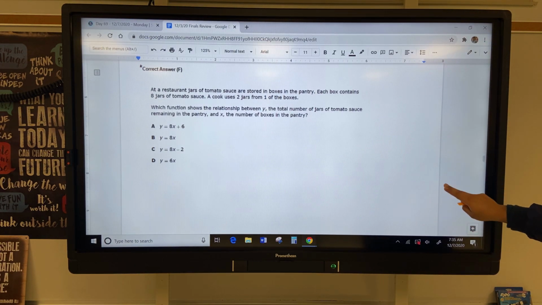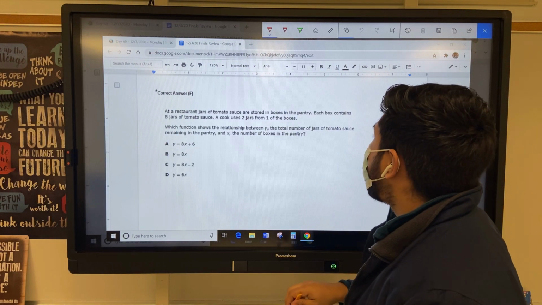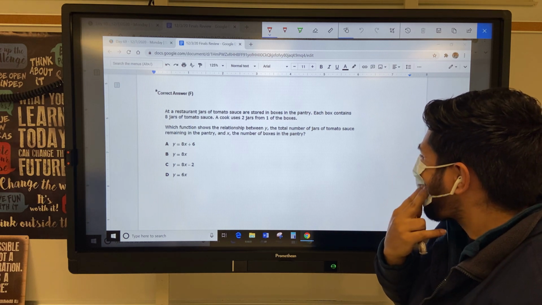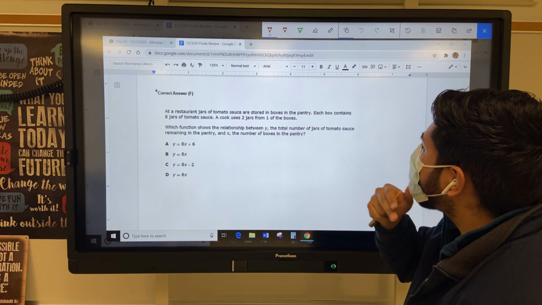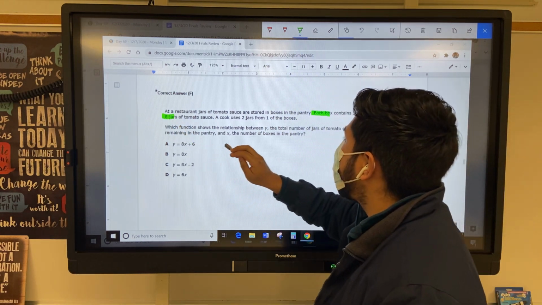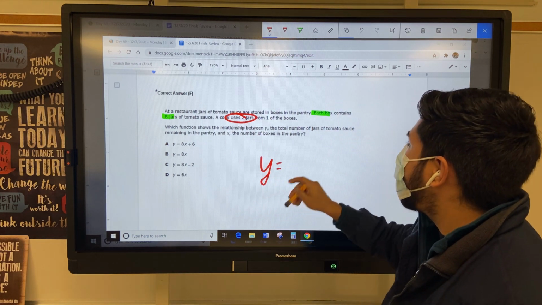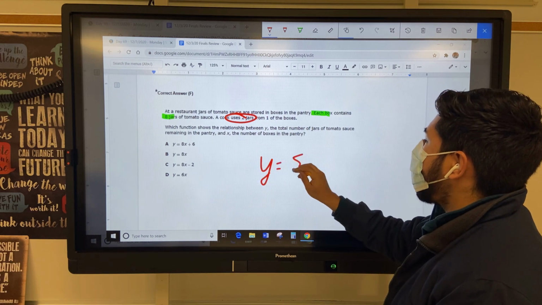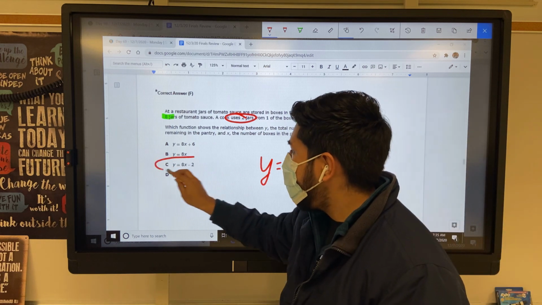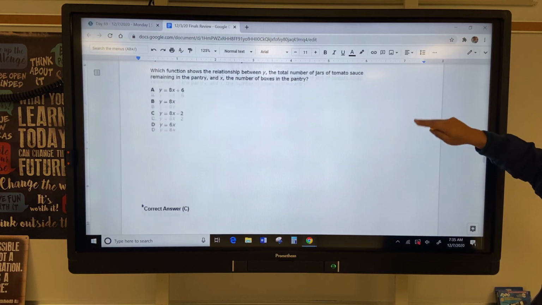This one, I don't want to really go over it that much. You should all know how to do it. Y equals each box is 8. Keyword right here is uses 2. So y equals each 8 is 8x. Uses means taking away, which is subtracting. Very straightforward. I think that was on the test also.